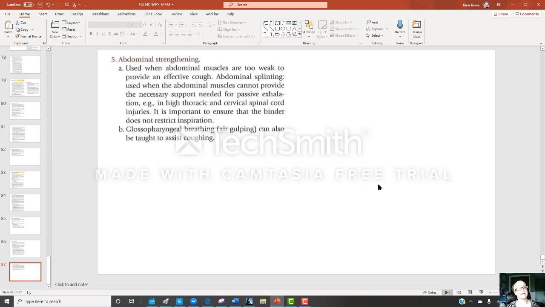Abdominal strengthening. Used when abdominal muscles are too weak to provide an effective cough. Abdominal splinting. Used when abdominal muscles cannot provide the necessary support needed for passive exhalation, for example, in high thoracic and cervical spinal cord injuries. It is important to ensure that the binder does not restrict inspiration. Glossopharyngeal breathing, air gulping, can also be taught to assist coughing.